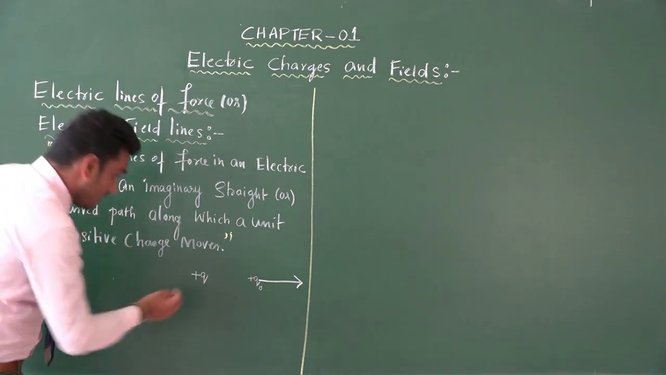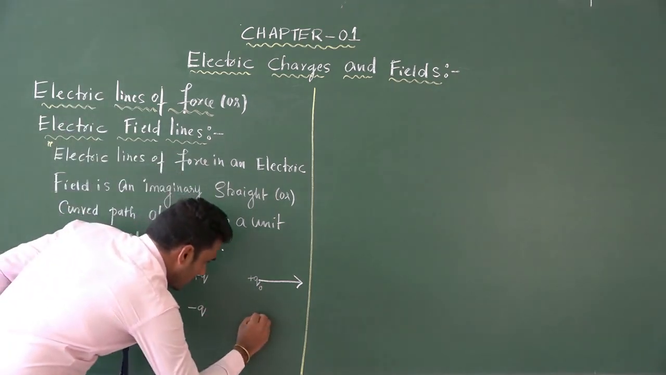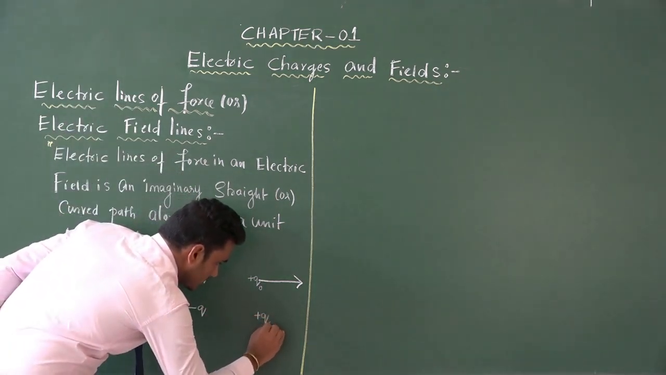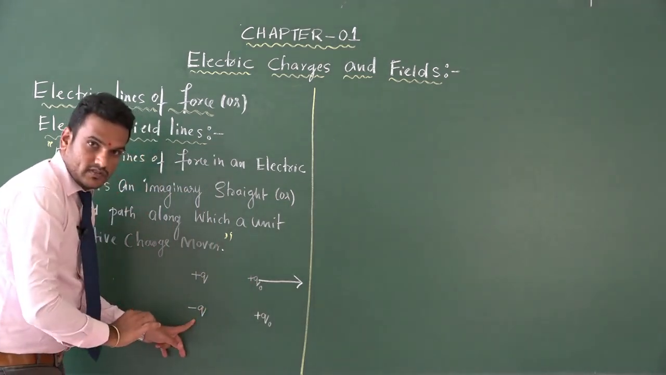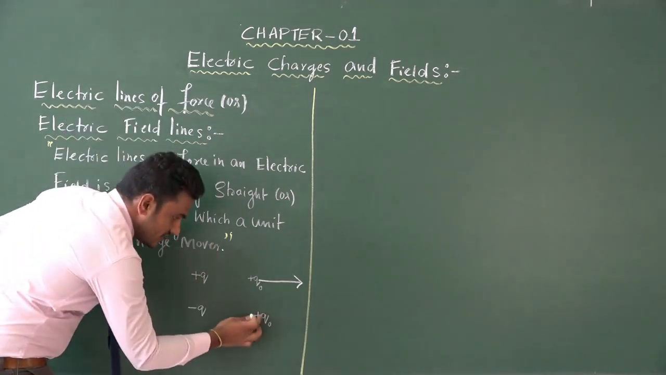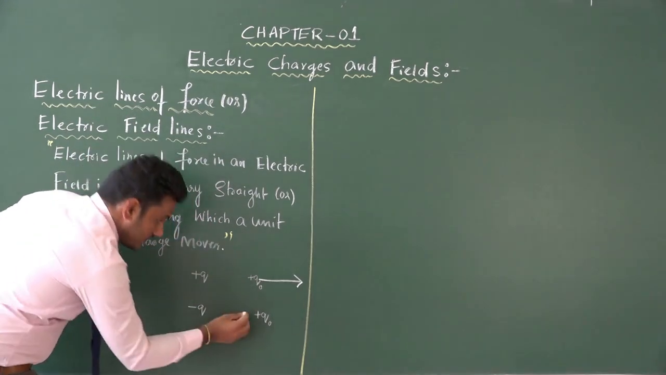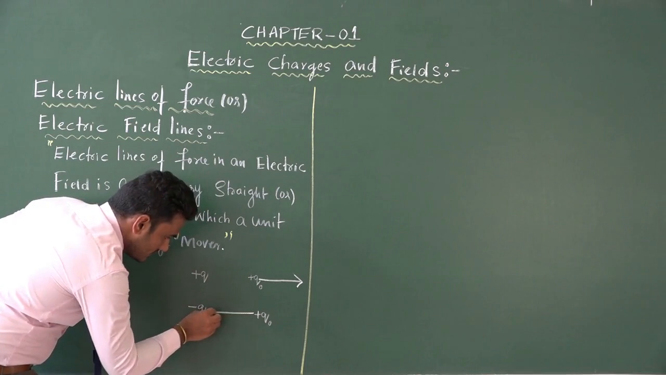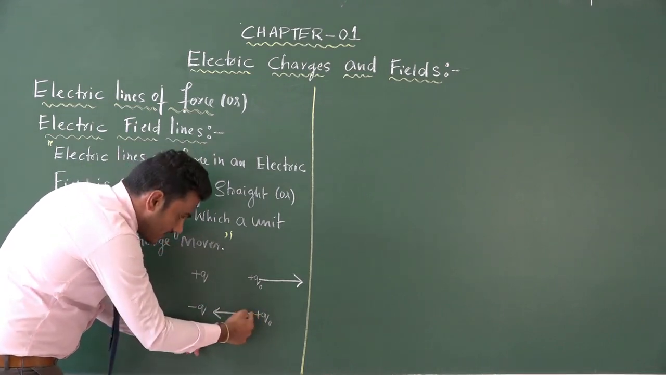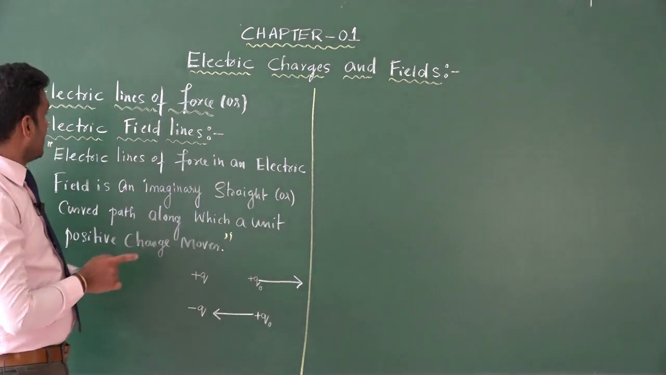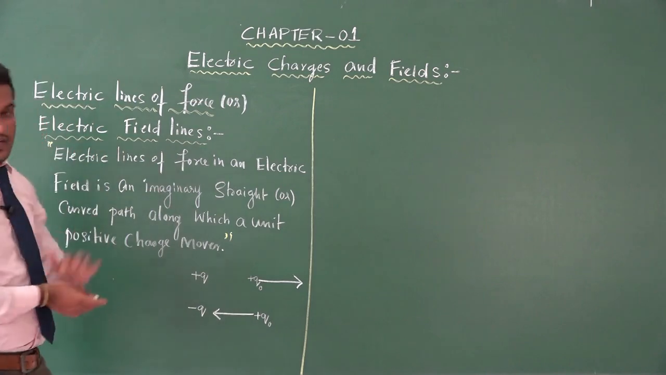Let us check it out for a negative charge. So a negative point charge, now I am bringing a unit positive charge near to the negative point charge. What is the nature of the force? Force of attraction, which means the unit positive charge moves towards the negative point charge. It will move like this. Along the direction of the motion of the unit positive charge, I am drawing an imaginary line. That imaginary line is nothing but electric lines of force or electric field lines.